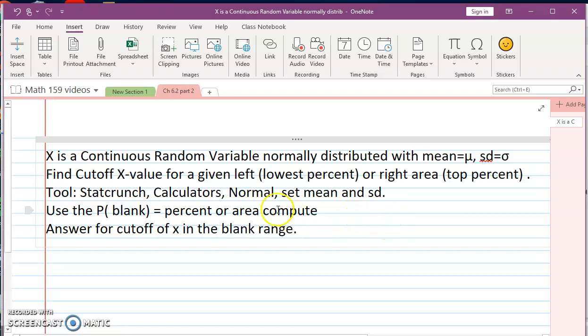So in the past you input your range and you find the percentage or probability. Now you input your percentage and you get your cutoff in x. And in this case, there are only two cases, left or right. So left area, and then if you have right area.